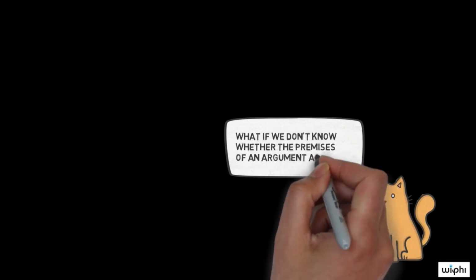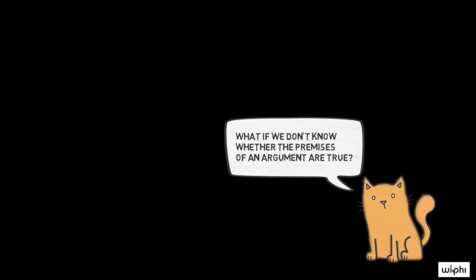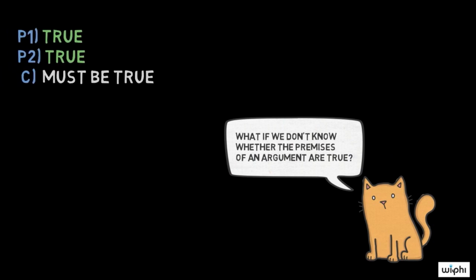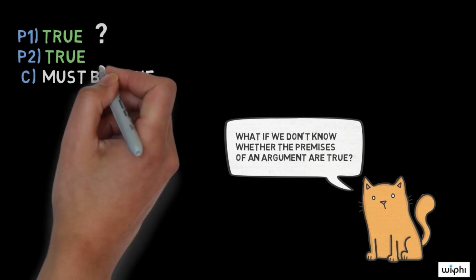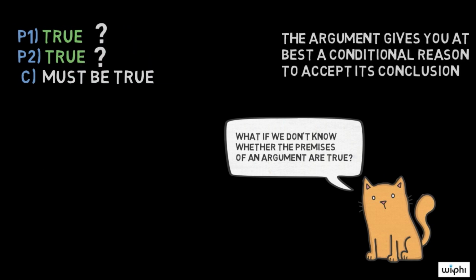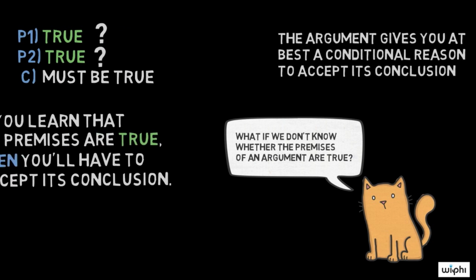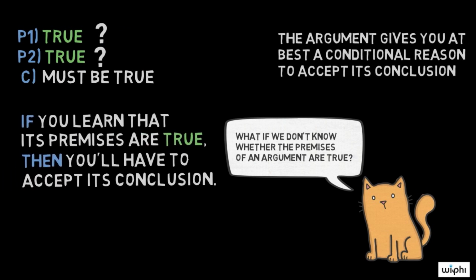Now, if you don't know whether the premises of an argument are true, then even if the argument really is sound, it doesn't give you a good reason to believe its conclusion. When you know that an argument is valid, but you don't know whether its premises are true, the argument gives you at best a conditional reason to accept its conclusion. If you learn that its premises are true, then you'll have to accept its conclusion.